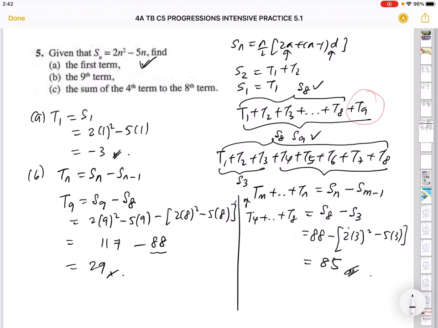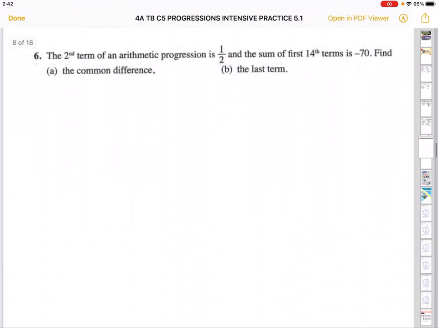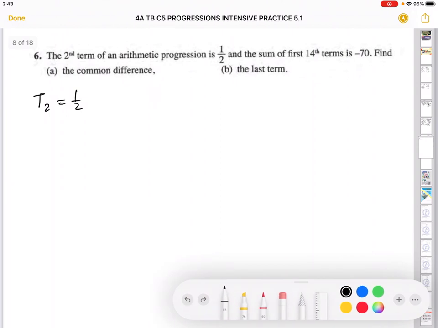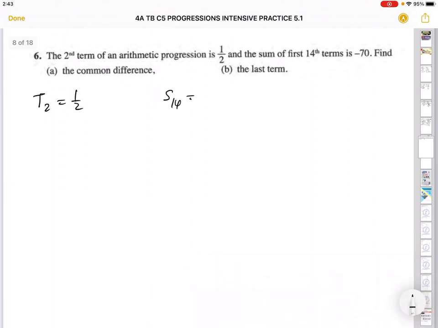Not difficult. Question number 6. The second term of an arithmetic progression is half. The sum of the first 14 terms is minus 70. Find the common difference. So T2 equals half. For the sum of the first 14 terms, you have to use Sn. S14 is negative 70. So a plus d is half.